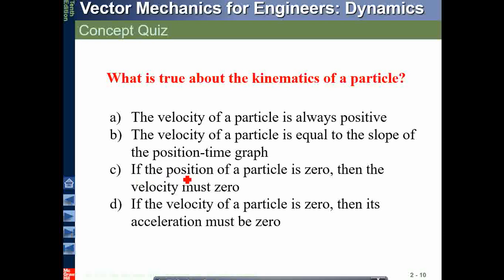The third part: if the position of the particle is zero, then the velocity must be zero? Not necessary. If the velocity is zero, then its acceleration must be zero? Not necessary. So the B part is the answer. The velocity of a particle is equal to the slope of the position time graph.